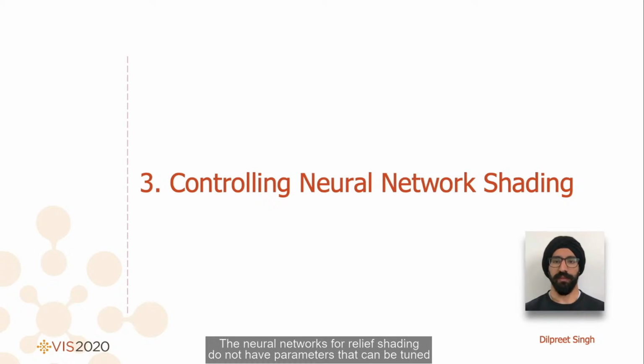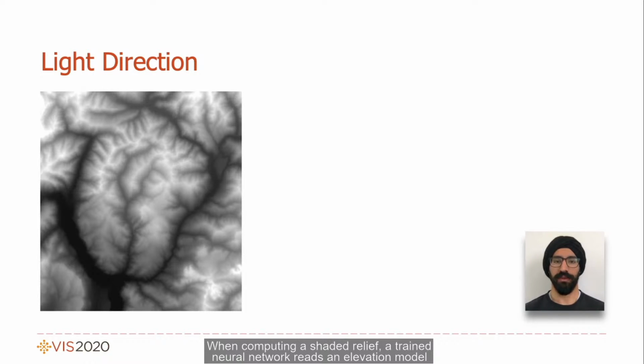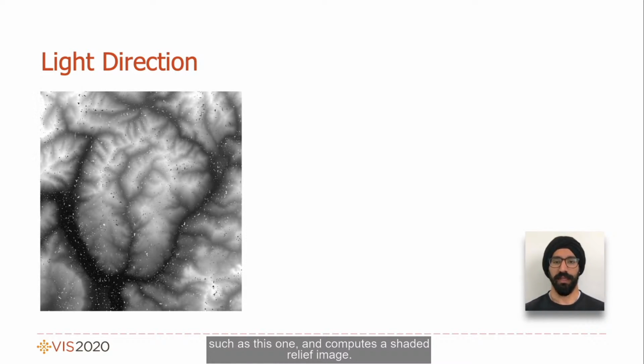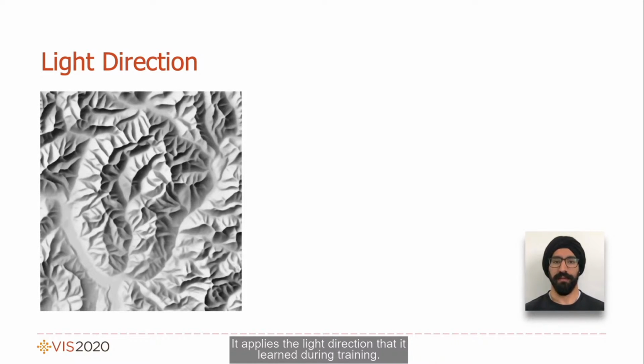The neural networks for relief shading do not have parameters that can be tuned directly, but we can adjust how we use the neural network to control the output shaded relief. When computing a shaded relief, a trained neural network reads an elevation model, such as this one, and computes a shaded relief image. It applies the light direction that it learned during training.